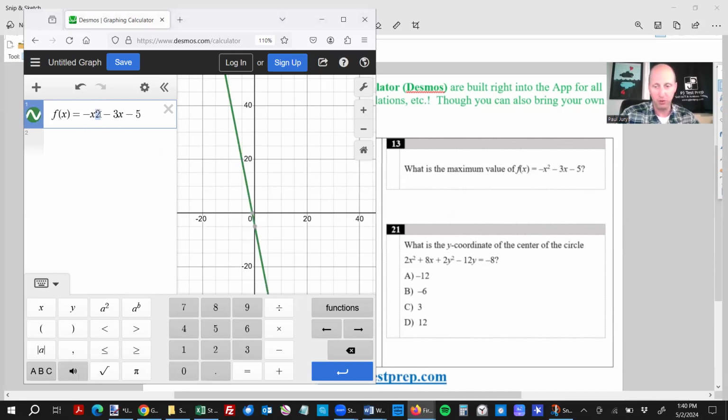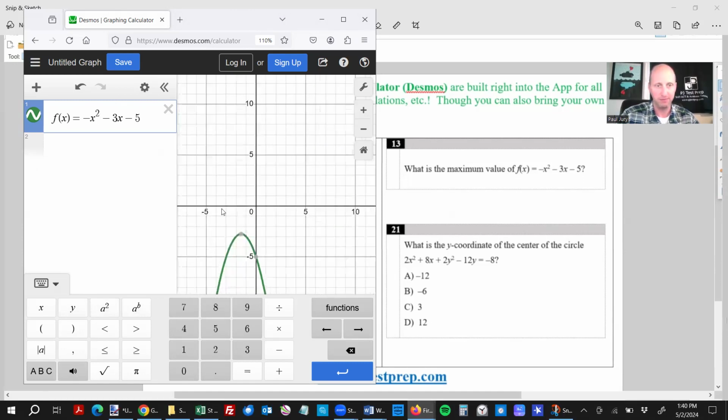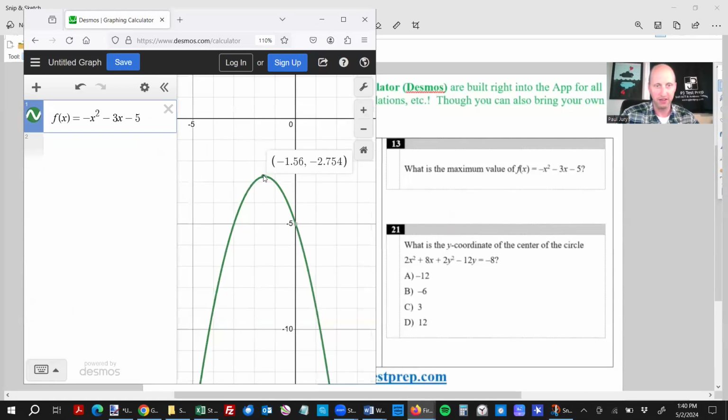You do want to make sure that you have this as a square and not as a 2 randomly sitting there. But if you just enter this, as you can see, we've got the same formula here. Then you just scroll in and point at the vertex. You can click on it if it's not coming up naturally, but it looks like our maximum value will be negative 2.75. Do be careful on problems like this.